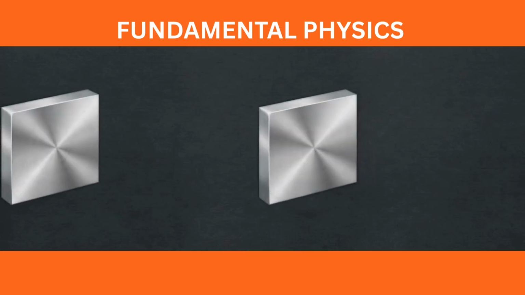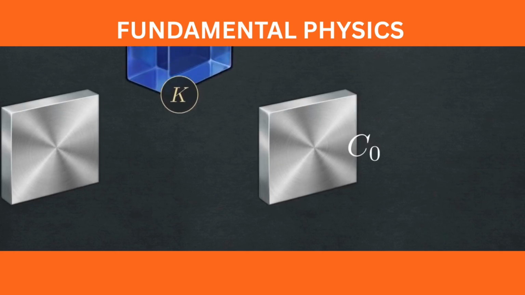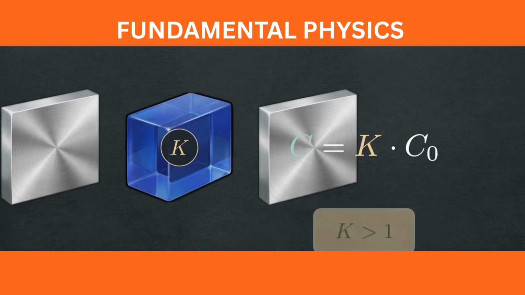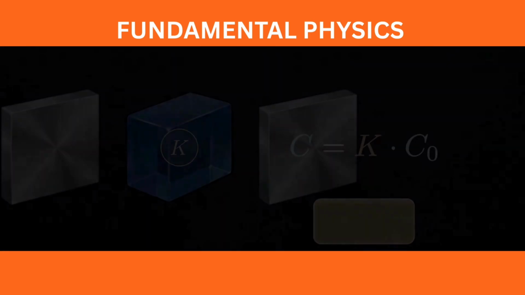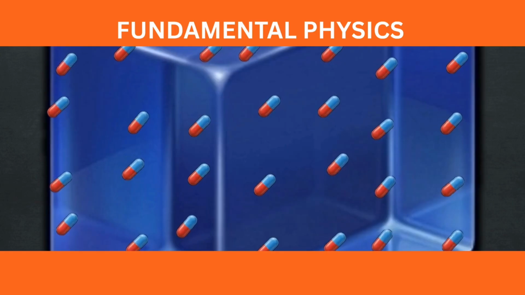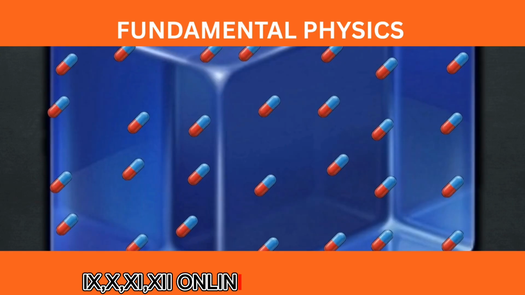This increase is represented by the material's dielectric constant, K. As the slab fills the gap, the baseline capacitance, C0, is multiplied by K to arrive at the new total capacitance, C. For all real physical insulating mediums, this constant is strictly greater than 1. While K acts as a clean mathematical multiplier for storage capacity, it represents the measurable result of atomic polarization occurring throughout the entire volume of the material.